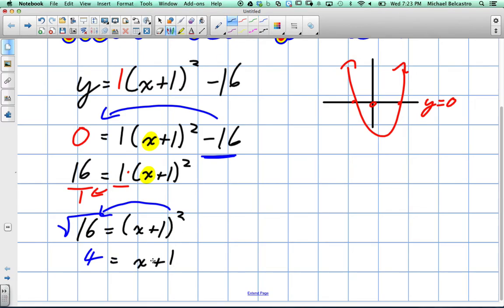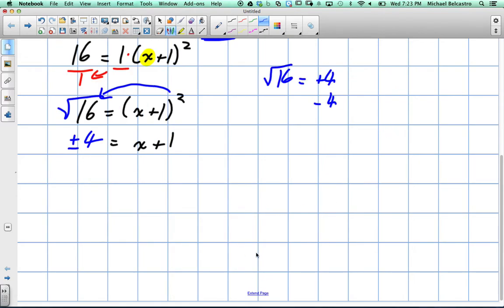Now there's an issue with this. Technically, root 16 has 2 answers. There's positive 4, and there's negative 4. So in other words, there's 2 answers here. When you think back to factoring, or using specifically the quadratic formula, if you know it, you remember how the quadratic formula splits at one point? This would be the point where it's split. We're just using a different style. Because it would split, I want you to think of this now. Positive 4 equals x plus 1, or negative 4 equals x plus 1.